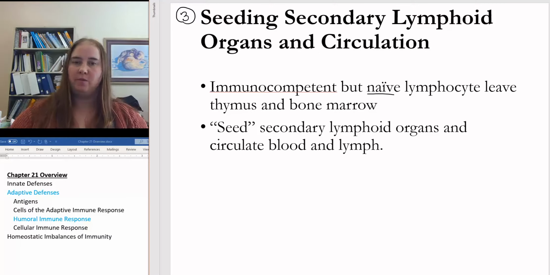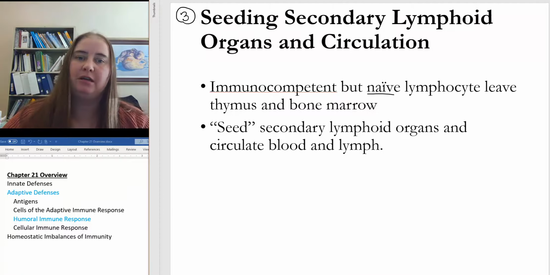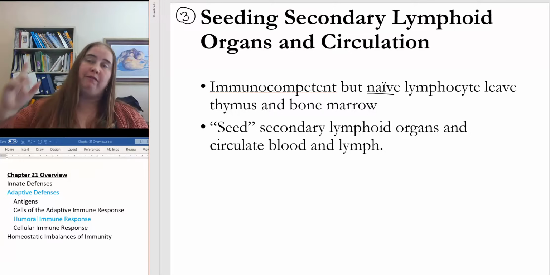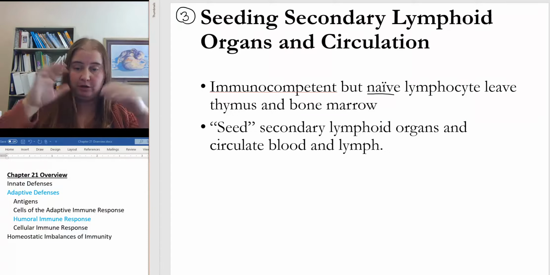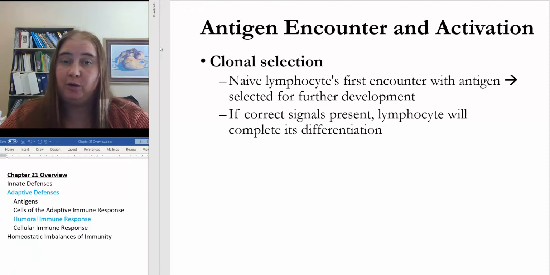So what they do is they go out, now that they're educated, they're the rookies, and they're going to seed our secondary lymphoid organs. Remember, the bone marrow and the thymus are our primary lymphoid organs. And what we mean by seed is they're going to go and populate our secondary lymphoid organs and circulate within our blood and our lymph. And they're going to be those patrol officers on the overpass just watching everything go by. And when they recognize something that's not supposed to be there, they'll undergo antigen encounter and activation.